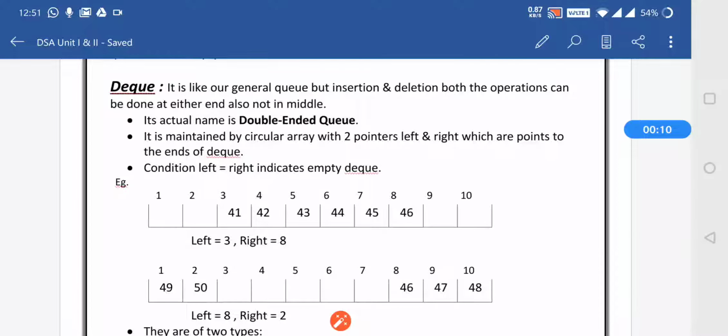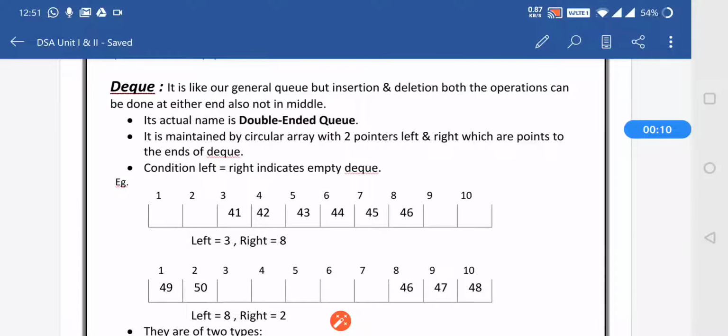Now we can see this particular example. This is one particular queue where at the various locations the numbers are stored. So left is present at the 3rd memory location and right is present at the 8th memory location. Whereas in this particular queue, left is present at the 8th position and right is present at the 2nd position. Why? Because already we have said in this definition that insertion and deletion can be done from either end, not from both. So that is the main thing.